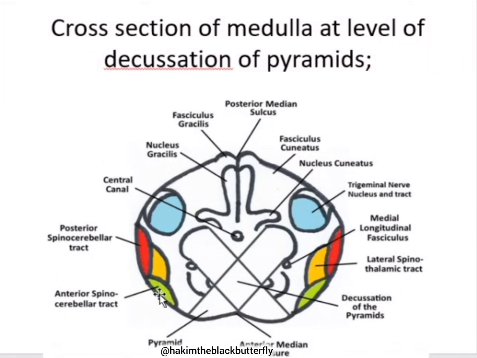Anterolaterally, you're going to see the anterior spinocerebellar tract, which is an ascending tract, the lateral spinothalamic tract, and a posterior spinocerebellar tract. These three tracts can be visualized in the cross section of the medulla at the level of the decussation of pyramids, in the lateral aspect.